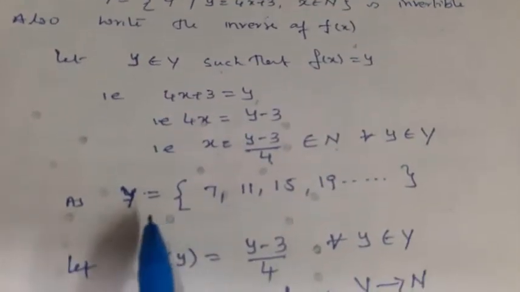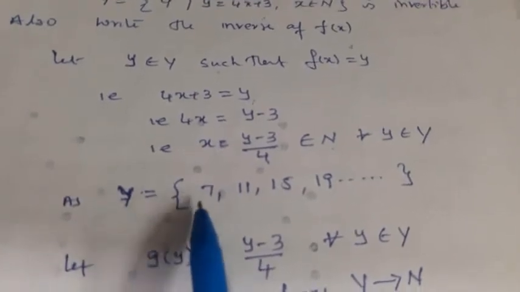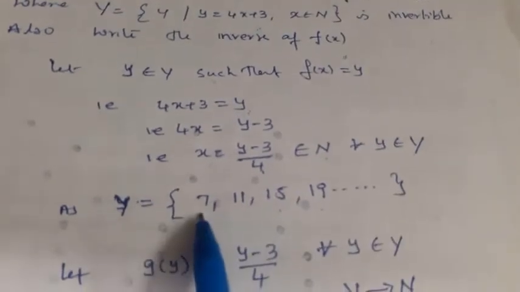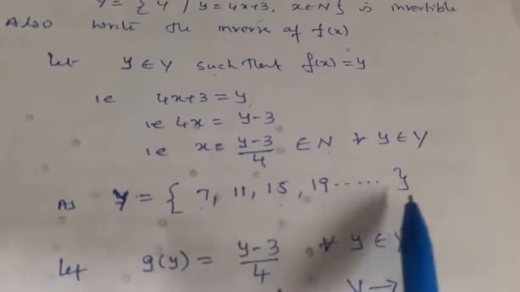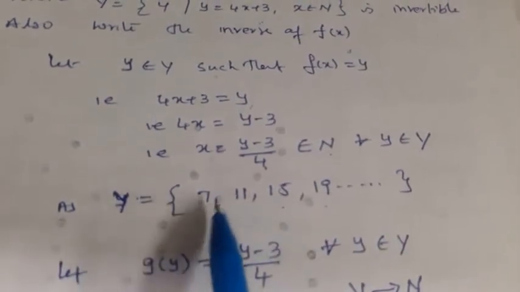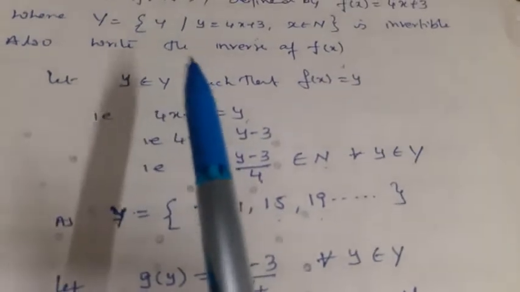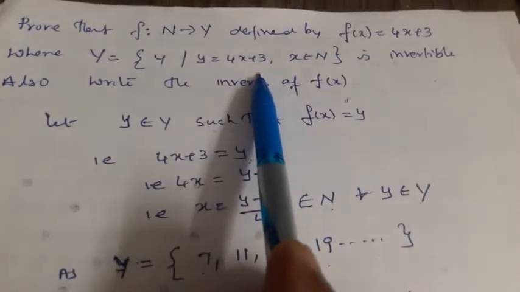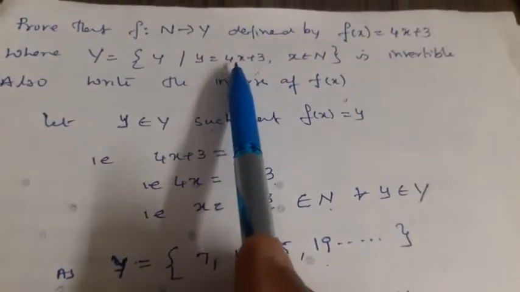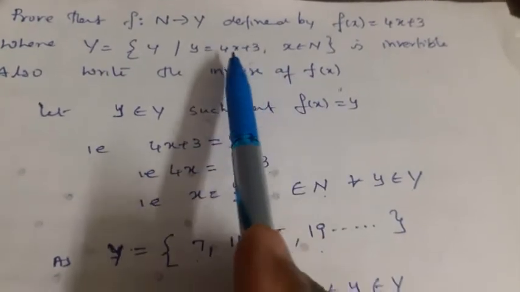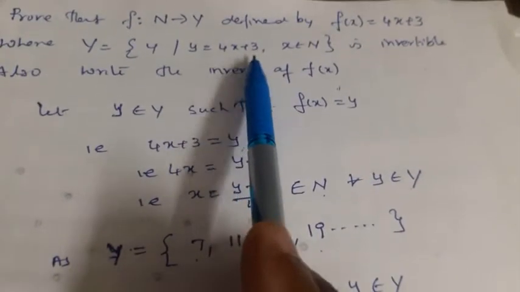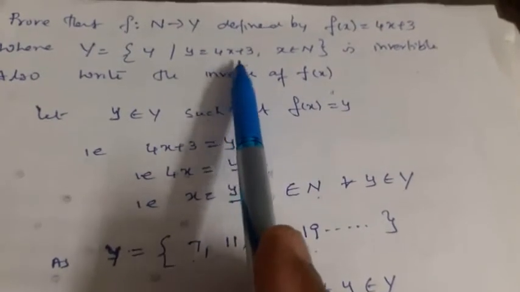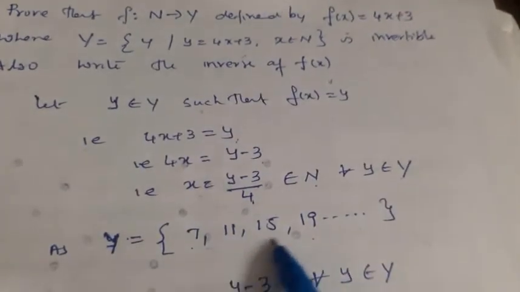The reason is the set Y is equal to 7, 11, 15, 19 and so on. These are the only elements in Y. The reason is the value of y is equal to 4x plus 3, where x is a natural number. When x equal to 1, 4 plus 3 is equal to 7. When x equal to 2, 4 into 2, 8 plus 3 is equal to 11. And when x equal to 3, 4 into 3, 12 plus 3 is equal to 15. And this is the set Y.